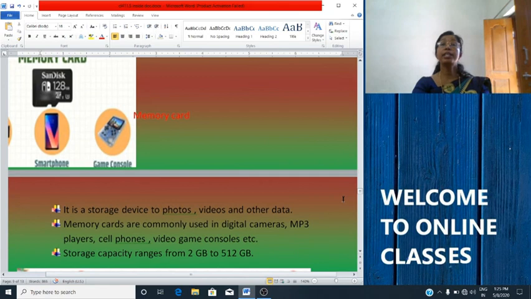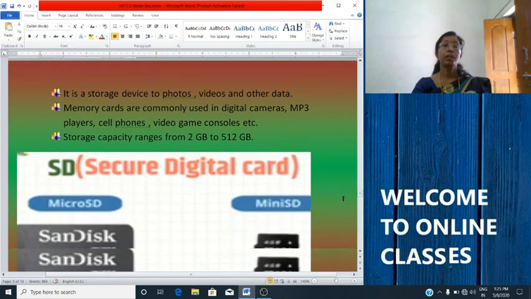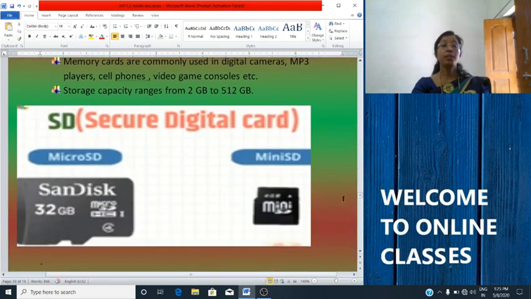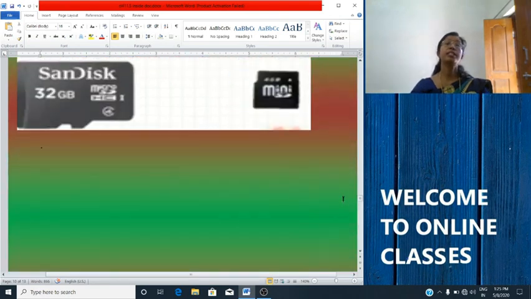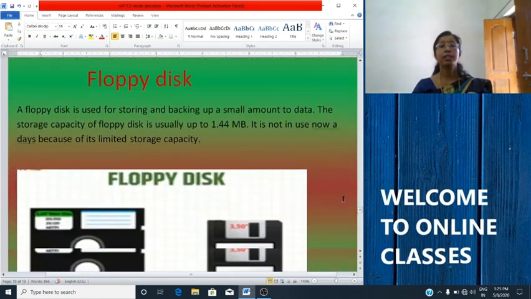We can transfer data from this device into a computer using a memory card reader that can be connected to a computer using a USB cable. If you want to transfer any files from your mobile to a computer, you can do it using a USB cable. Okay. Now we will study about the next device, that is a floppy disk.